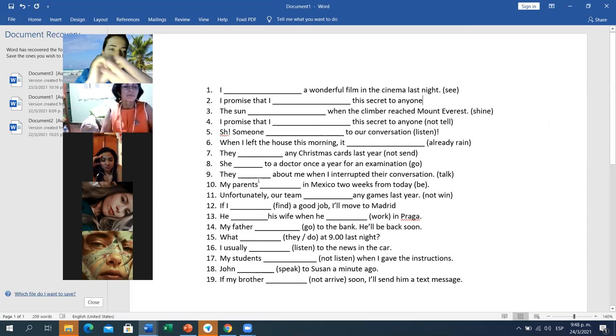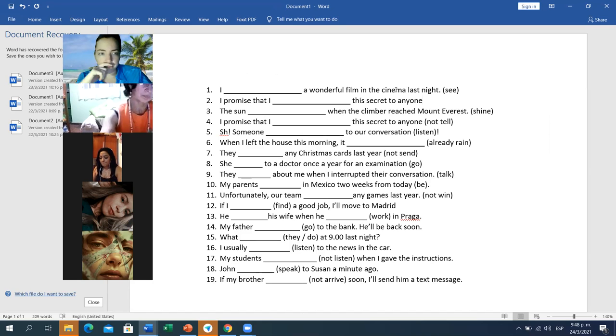Escriban así como el número uno and then the answer. Number two y la respuesta. Okay? Vamos a hacer solamente 10. Porque estamos cuántos? 11 vamos a hacer. Okay? Analicen el contexto, por favor, para que sepan las respuestas.